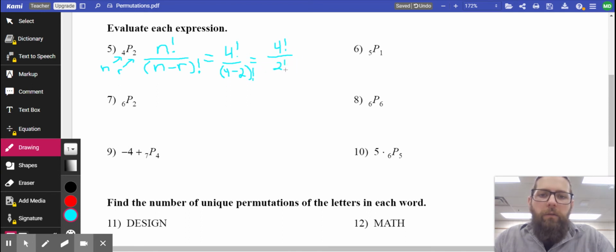So now a little bit of catch up. If you don't know what a factorial is, 4 factorial means you're going to do 4 times 3 times 2 times 1. You always stop. You go down until you get to 1. So 4 times 3 times 2 times 1 on the top.